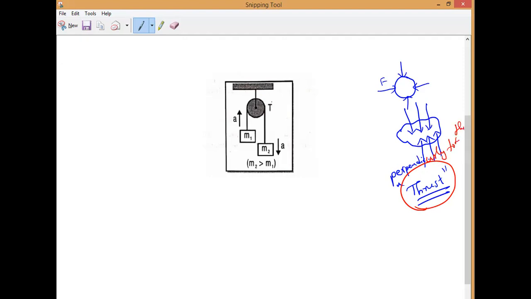Now, here you might have noticed this T. What is this T called? Anybody? It is acting. What is the T called?